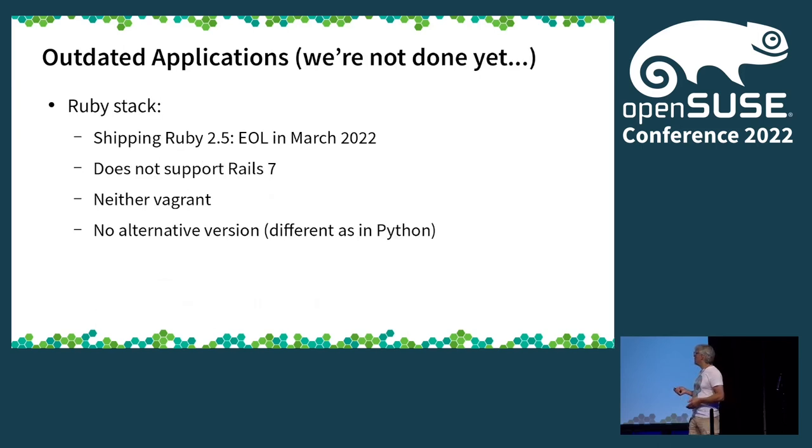Want some more? Ruby stack, for example. The Ruby 2.5, which is shipped by default, is end of life cycle in March. It doesn't support Rails 7 nor Vagrant, and we do not really have an alternative here like we have it in the Python world.